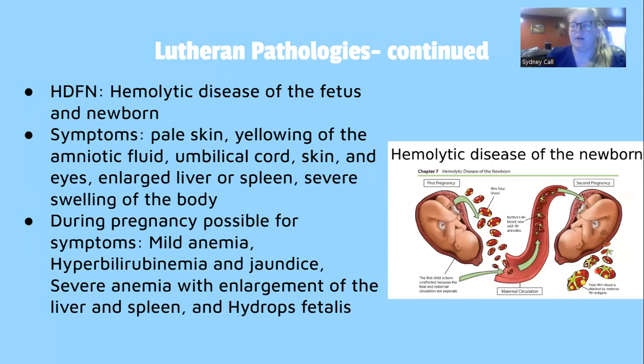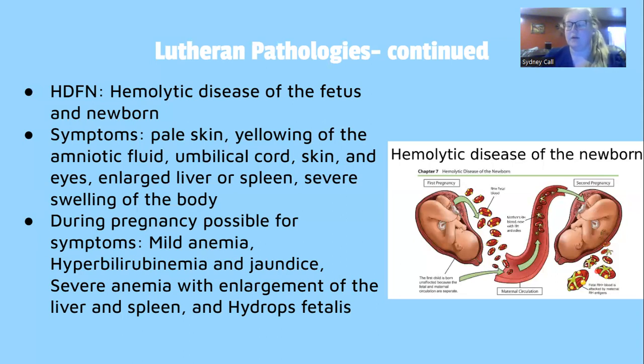Some of the symptoms in a newborn will be pale skin, yellowing of the amniotic fluid, umbilical cord, skin and eyes, and then enlargement of the liver and spleen and swelling of the body. So all symptoms dealing with extra bilirubin and all that. Fun stuff. To help treat those newborns, what we're going to do is feed them a little bit more often with a lot of fluids. Want to get all of that excess bilirubin flushed out, make sure their system is functioning. And then they can also be in light therapy beds for infants, those little sauna beds.